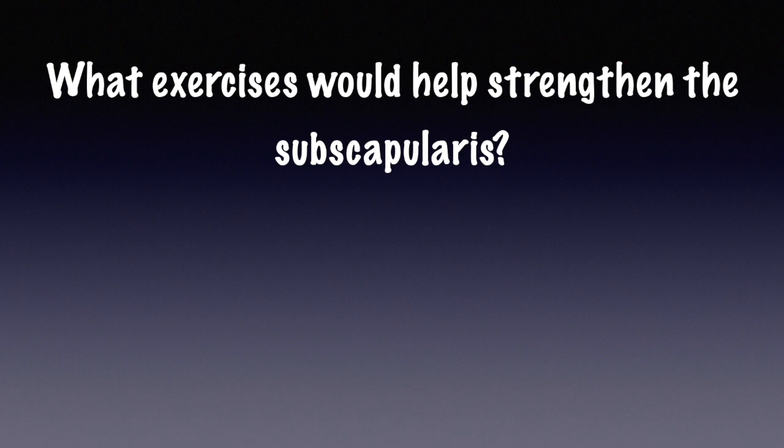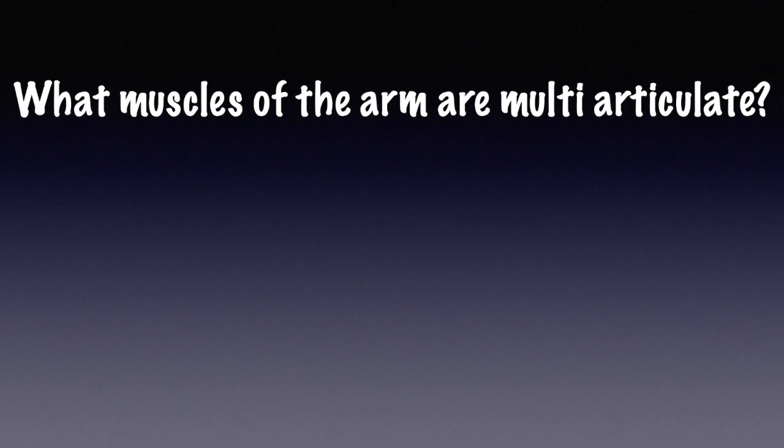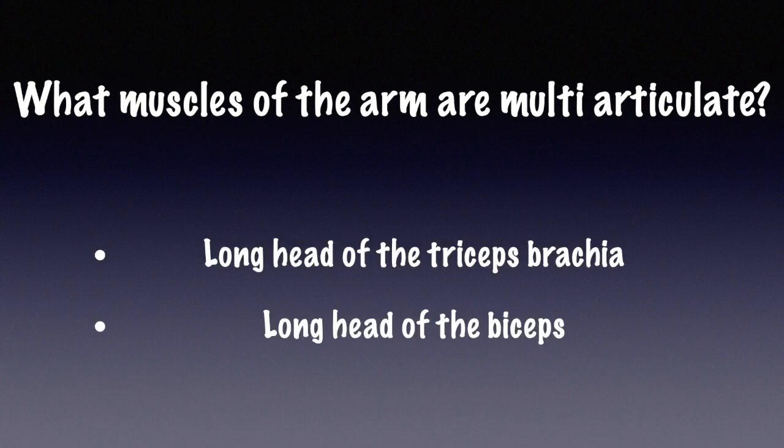What exercises would help strengthen the subscapularis? Internal rotation. The axis of rotation is always perpendicular to the plane of movement. What muscles of the arm are multi-articulate? Long head of the triceps brachii and long head of the biceps.